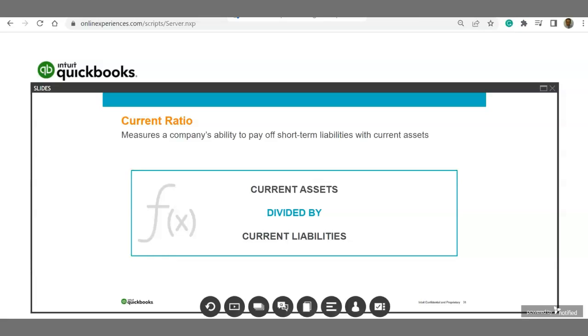So the current ratio is our first one. It's calculated as current assets divided by current liabilities, right? So I'm going to go slower on this one just to drive it home for anyone who's new to this. You look at your balance sheet, on the asset section, there's a subtotal of current assets. Take that number and then look down on your balance sheet to the liability section and find the subtotal of current liabilities and divide current assets by current liabilities to get your current ratio.